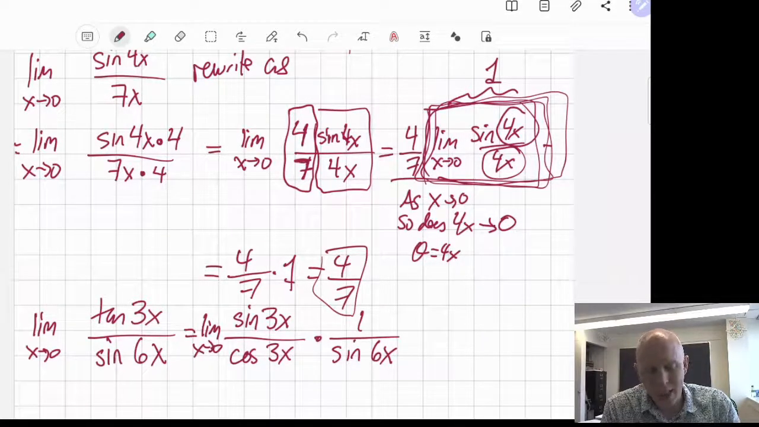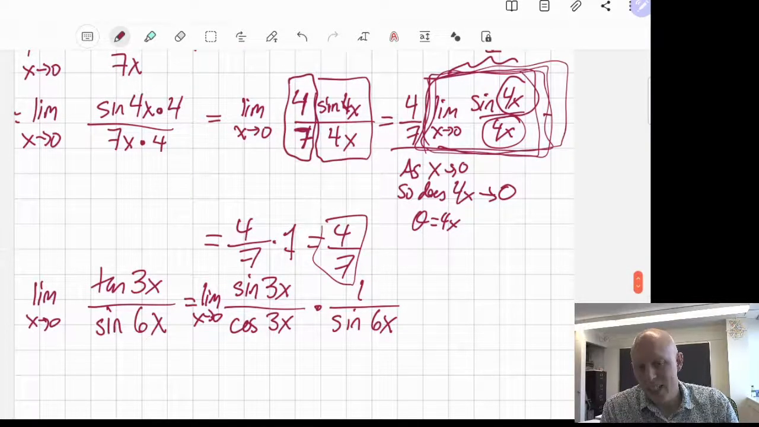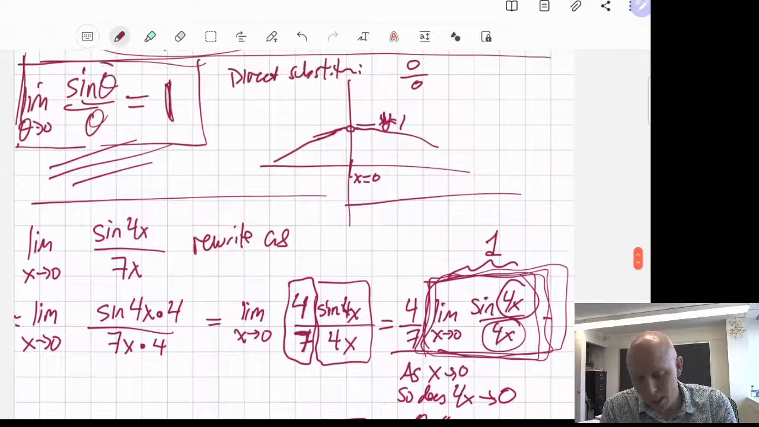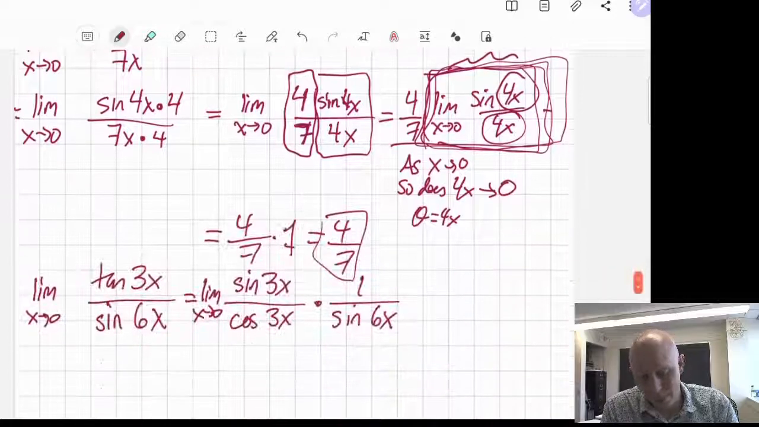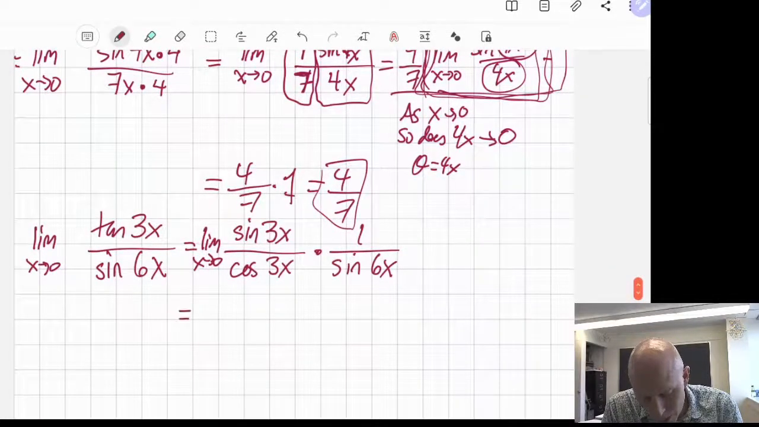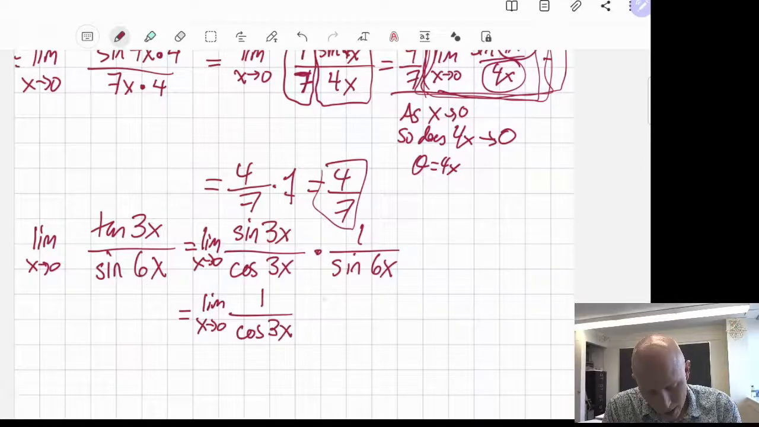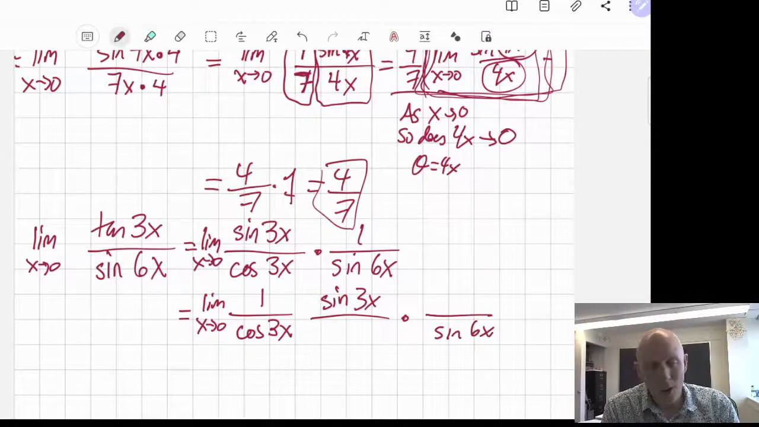Now this may not seem like it's an improvement, but it is, because we're still going to massage our expression into things looking like sine of theta over theta. So I'm going to multiply and divide. I'm going to bring the 1 over cosine of 3x out. I'm going to write this as sine of 3x over something, and then sine of 6x, 1 over that. But I'm going to multiply and divide by x. And by doing that, this starts to be able to be massaged into something that we know.